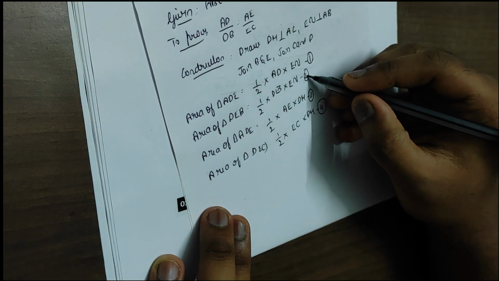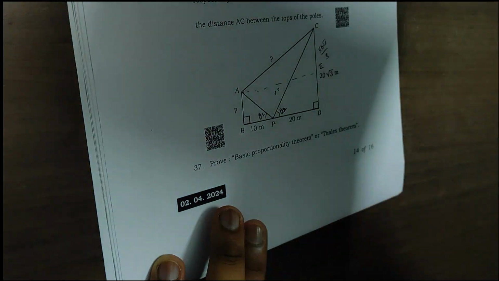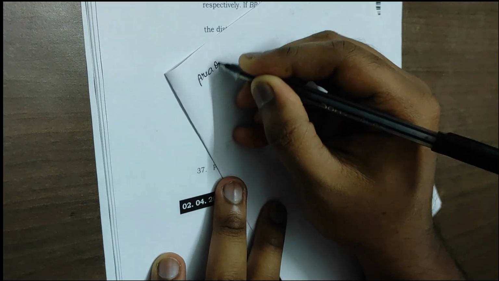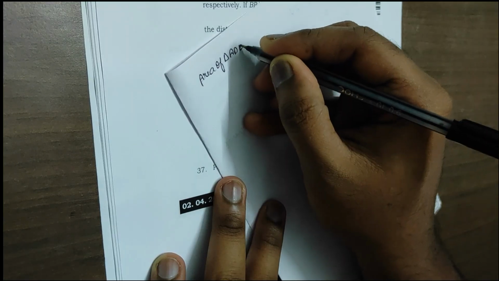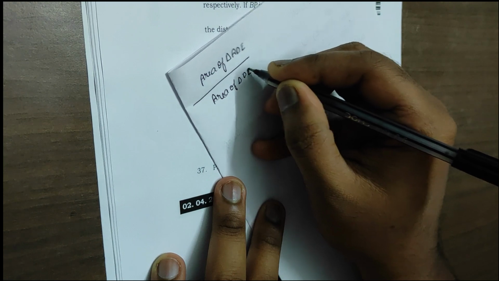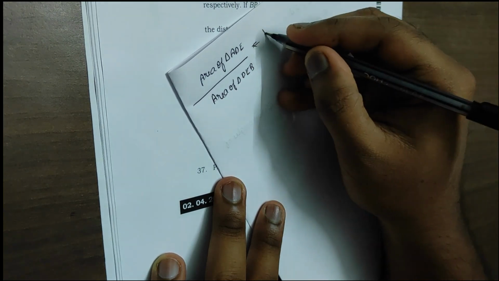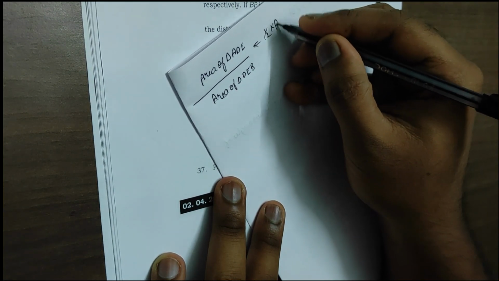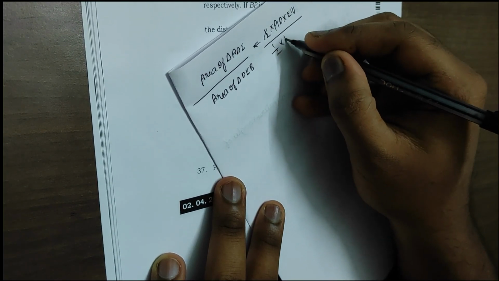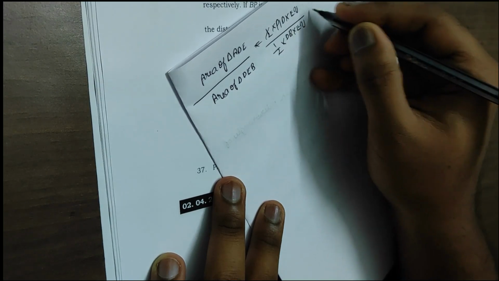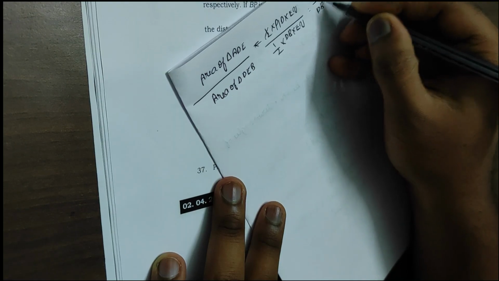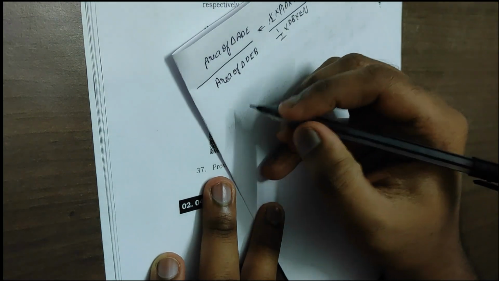Now we will do equation 1 divided by equation 2. We will get area of triangle ADE by area of triangle DEB is equal to half into AD into EN divided by half into DB into EN. When we solve this, we will get AD by DB. We will consider this as the fifth equation.